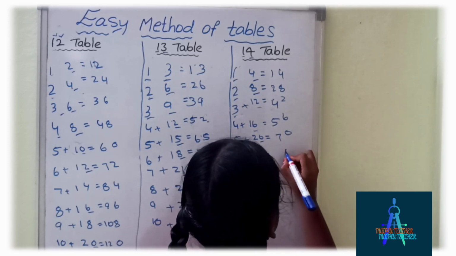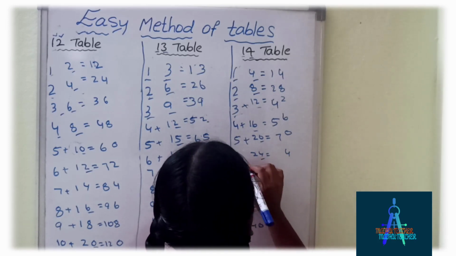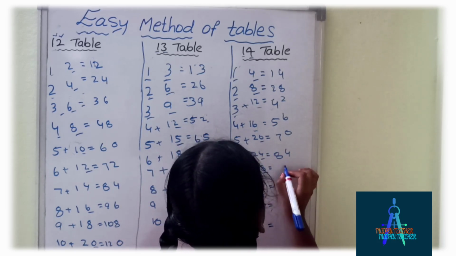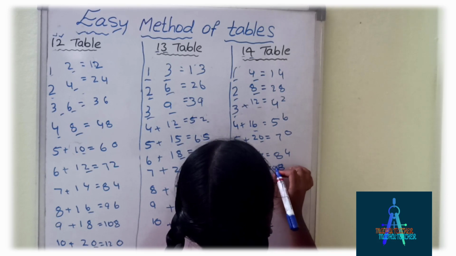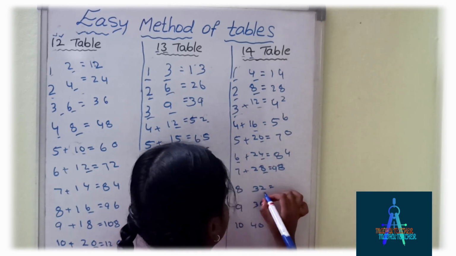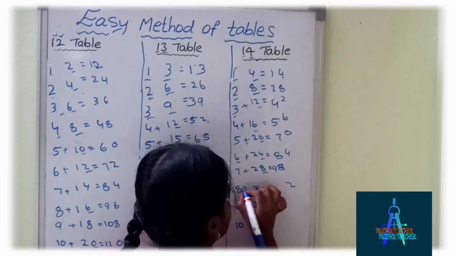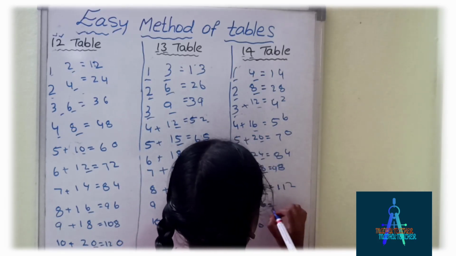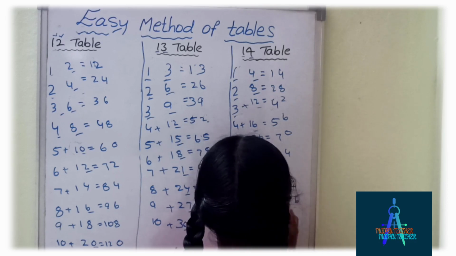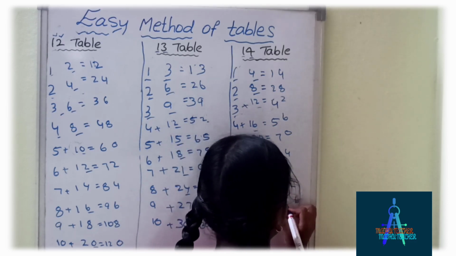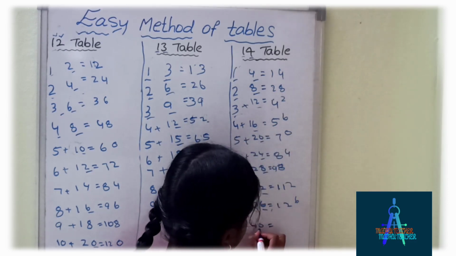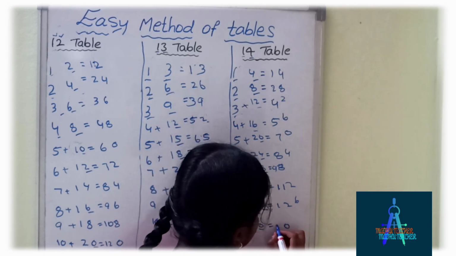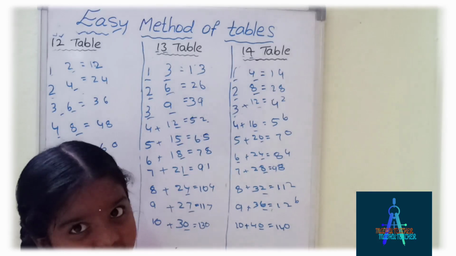Next, 4 as it is, 6 plus 2 is equal to 8. Next, 8 as it is, 7 plus 2 is equal to 9. Next, 2 as it is, 8 plus 3 is equal to 11. Next, 6 as it is, 9 plus 3 is equal to 12. Next, 0 as it is, 10 plus 4 is equal to 14. This is the easy method of 14 tables.